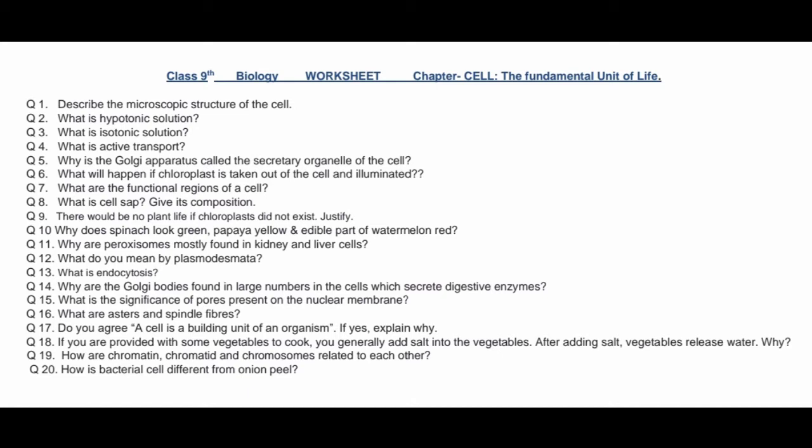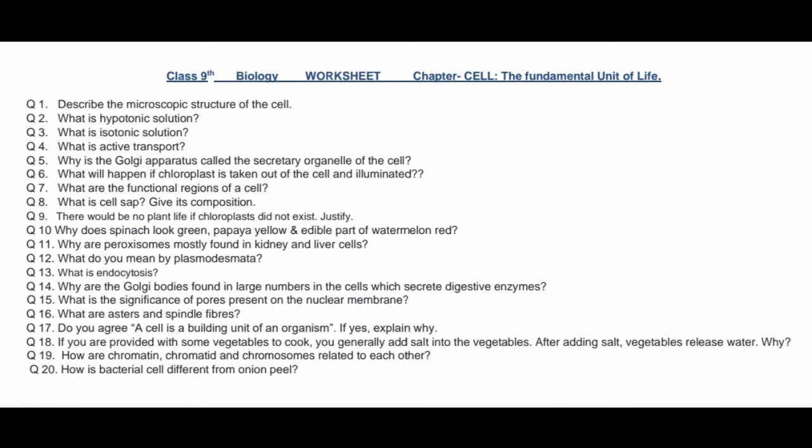Next question, why is Golgi apparatus called the secretory organelle of the cell? Why is it called so? This is because it packages material synthesized in the endoplasmic reticulum and dispatches it to intracellular targets, you can say plasma membrane and lysosomes, and extracellular, you can say the cell surface, at the target sites.